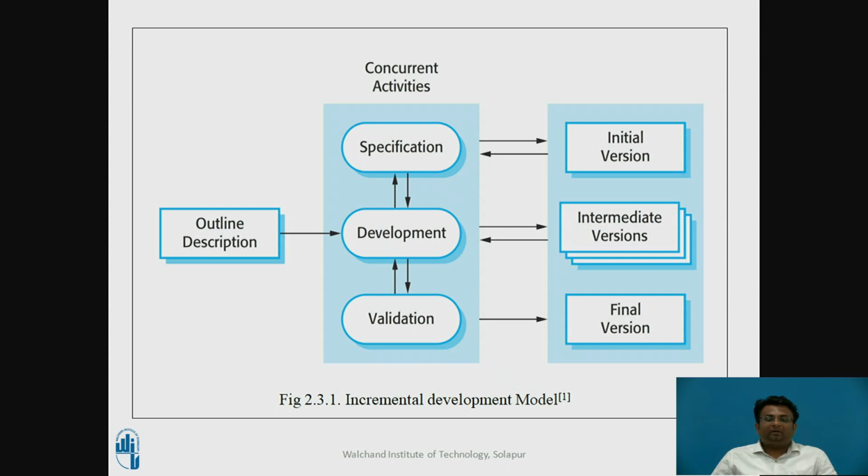First, the outline description of the software is done by discussion with the client, and then the software specifications are defined, and then developed and validated. The software specification, development and validation activities are concurrent. It means whenever the client needs some changes, these are made and then the initial version of the system is created. If there are some errors in the initial version, again the development phase is performed and then an intermediate version is created. In this way, till the satisfaction of the client, the final version of the system is developed.